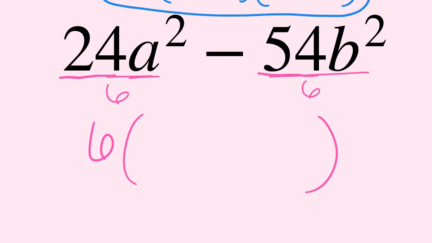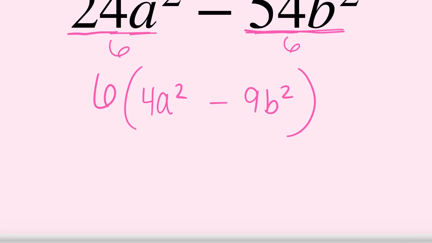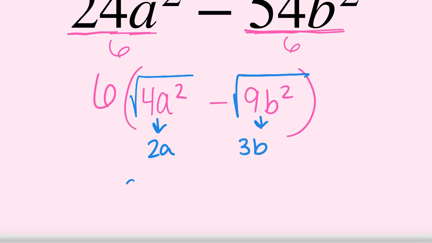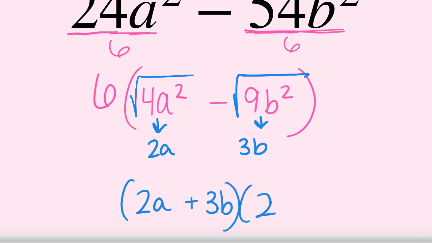So 24 divided by 6 is 4. So we would have 4a squared. And then 54 divided by 6 is 9. So minus 9b squared. And then let's just take the square roots. So square root of 4a squared, that would be 2a. And the square root of 9b squared, that would be 3b. And then let's list them out. 2a plus 3b, 2a minus 3b, and then don't forget that 6 on the outside.